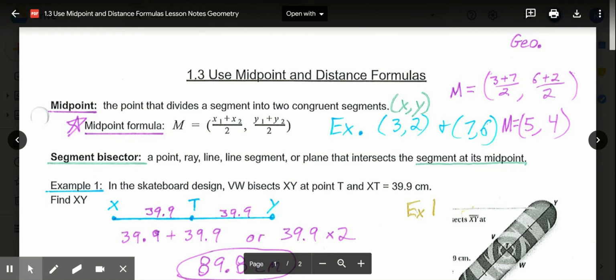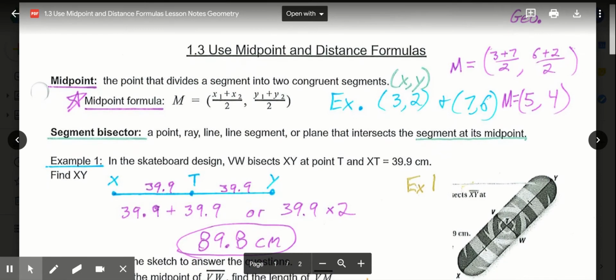So 3 plus 7 is 10, divided by 2 gives us the x value of 5. 6 plus 2 is 8, divided by 2 gives us the y value of 4. So our midpoint is at the coordinate 5 comma 4. If we drew this as a line segment, this would be our midpoint.